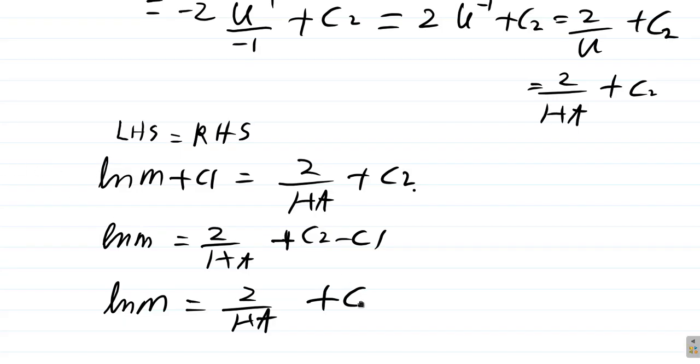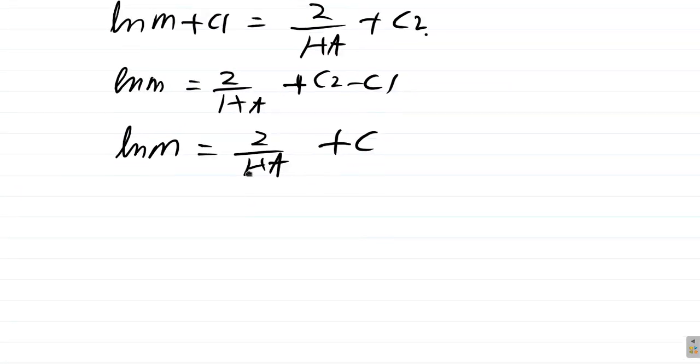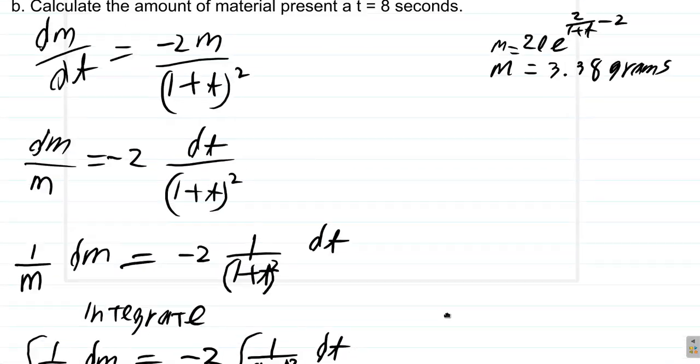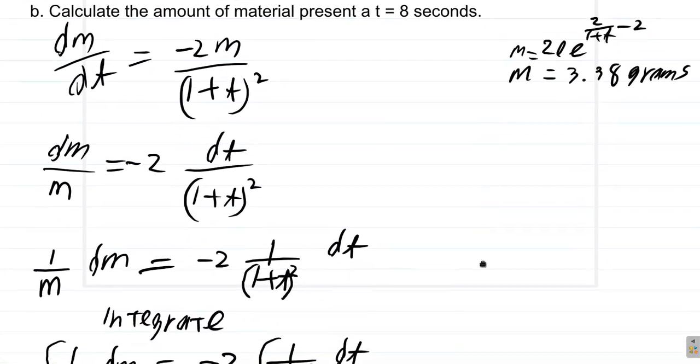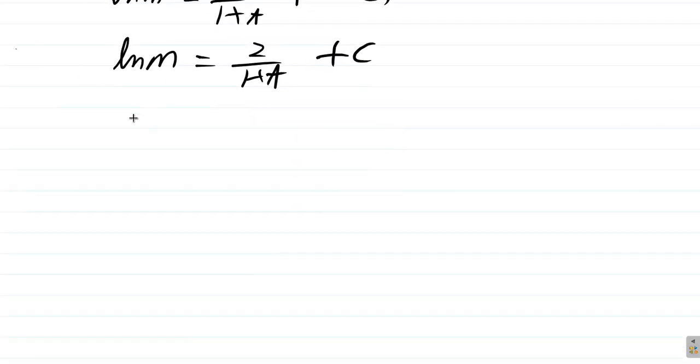Now, in that case, they say find what? Find m as a function of t. So take the anti-log of both sides.